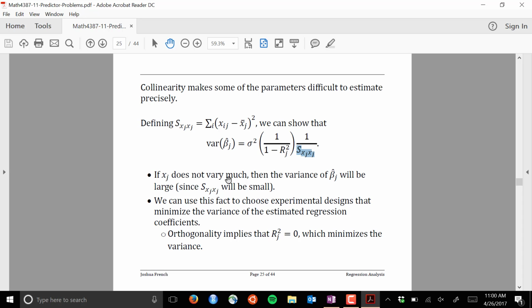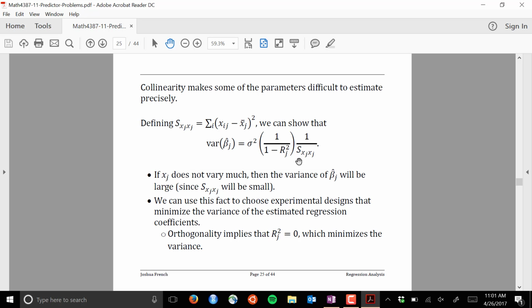The idea is that if xj does not vary much, then Sxjxj is going to be small. Basically, if the values in the jth regressor do not vary a lot, then these deviations are going to be small. When we square them, they'll still be small, and when we sum over all the observations, they'll still be small. But because Sxjxj is in the denominator here, if this is a small number, that actually inflates the variance of our estimated value for beta j hat. So if we have very little variability in xj, our jth regressor, this can inflate the variance of our estimate.